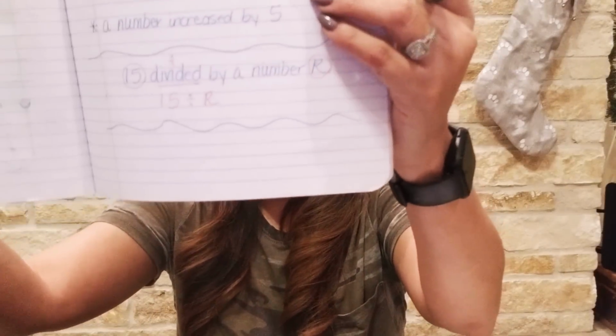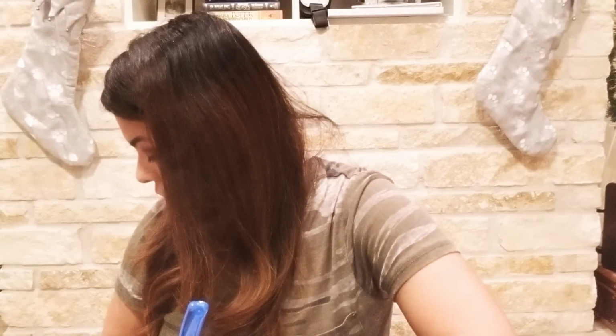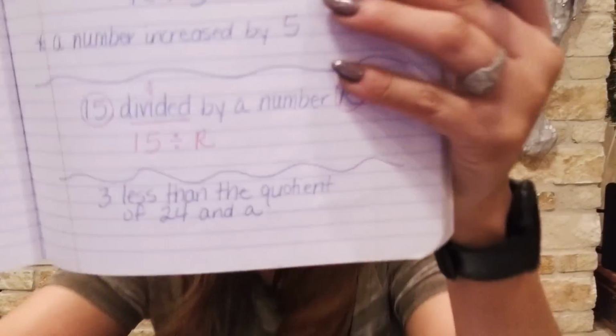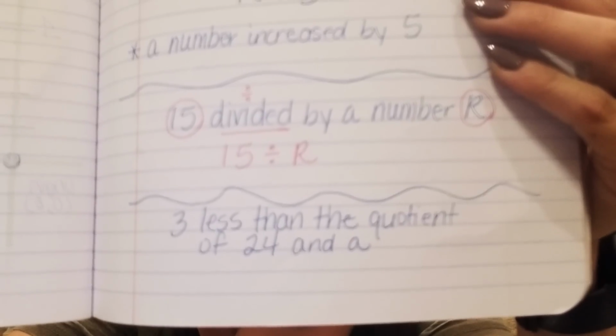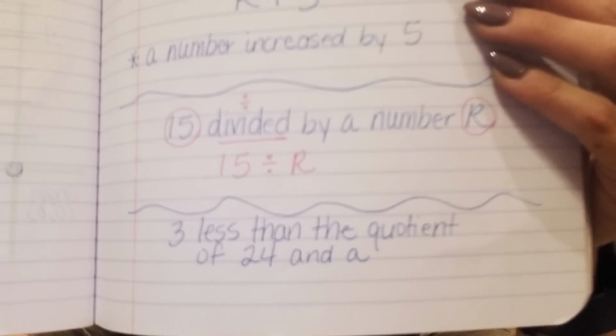Okay, the next phrase we're going to write, so again, I did a little squiggling, and the next one I'm going to write is 3 less than the quotient. Quotient, I know you know that word. Talked about that one before. The quotient of 24 and A. 3 less than the quotient of 24 and A. Okay? So again, 3 less than the quotient of 24 and A.